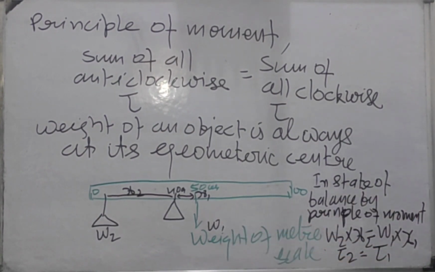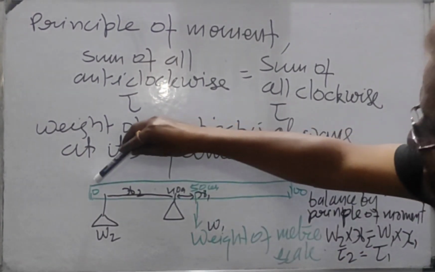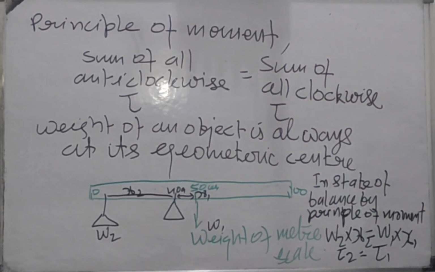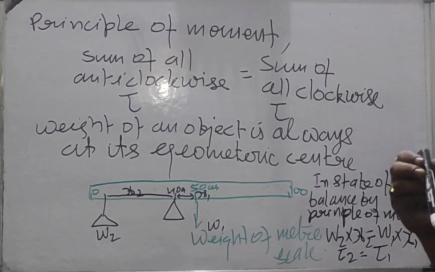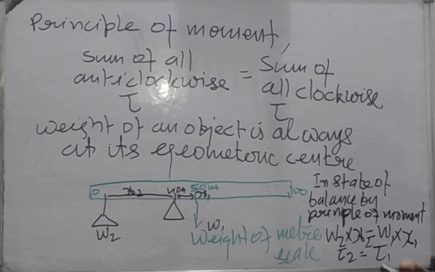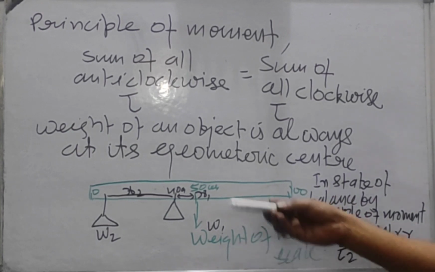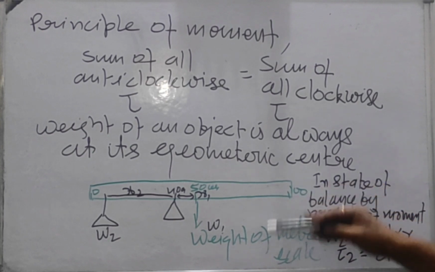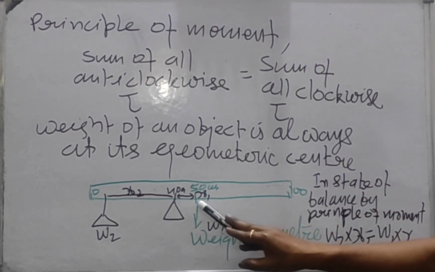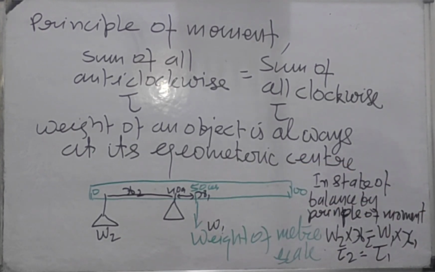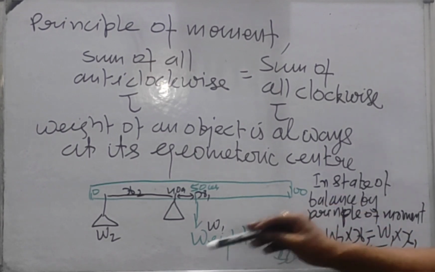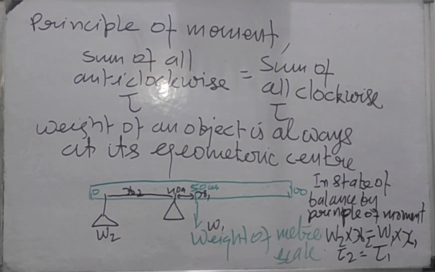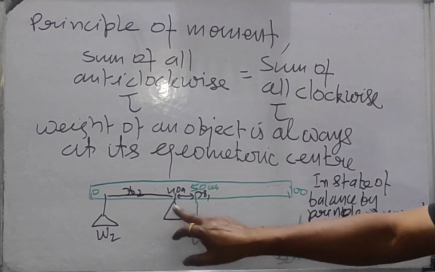What I said here, this is a meter scale. Meter scale means in 1 meter there is 100 centimeter, right? So 50 centimeter will be its geometric center. So the weight of the meter scale will be at 50 centimeter. If you put a fulcrum, fulcrum means a point of balance.